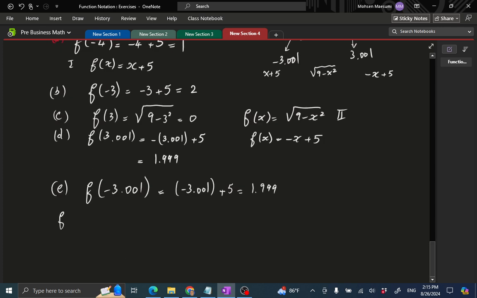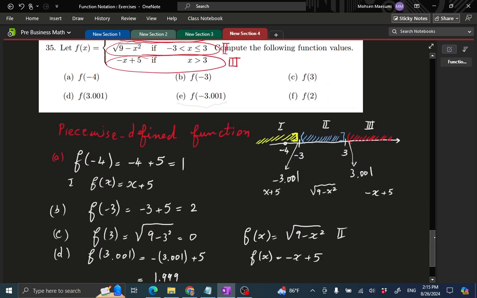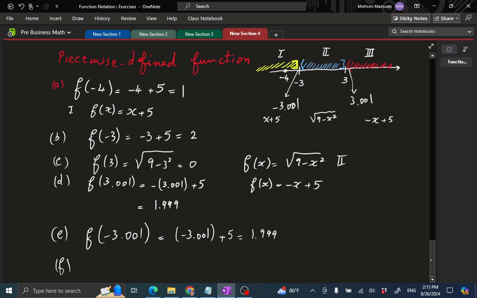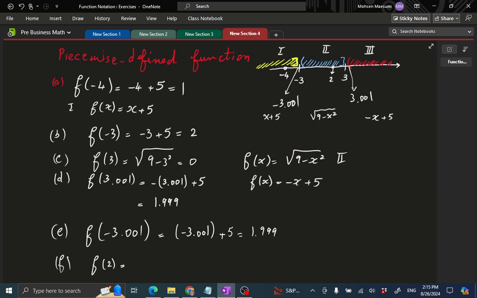Next, let's see what else we have. F of 2. What is f of 2? Well, where is 2? 2 is comfortably sitting here. It's not at the border. We're not going to make any mistake or anything. So what I have to use here is that radical formula, radical 9 minus 2 squared, and that is radical 9 minus 4, which is radical 5.